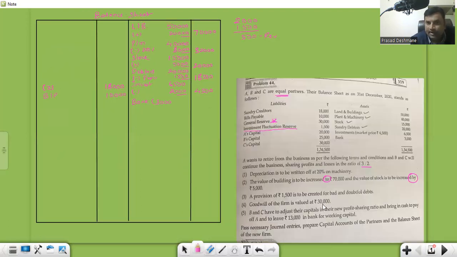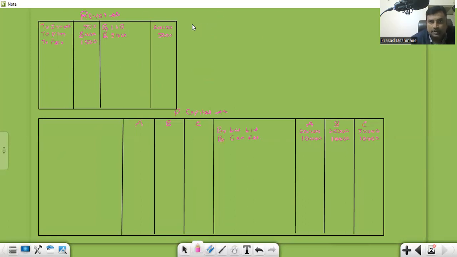Goodwill of the firm is valued at 30,000. This is for the firm, 30,000. Okay. Now we calculate for the retiring partner, A. 30,000 is the firm's goodwill. A's share is equal, so 1/3. So 10,000.